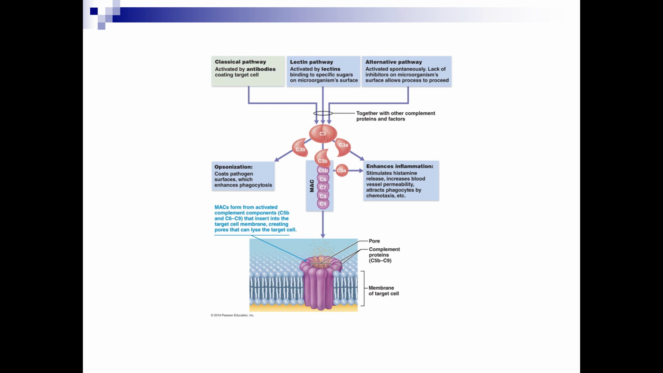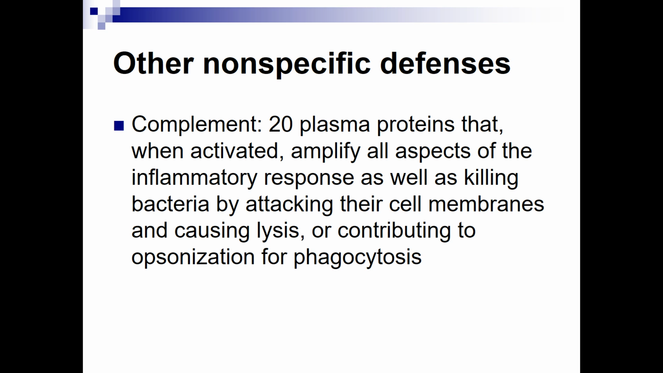Okay. Now, complement. Here is complement. So floating around in your bloodstream right now, you have a bunch of proteins that are not active. Actually, let's go ahead and look at the definition, then we'll go back to that picture. Okay, so there's about 20 plasma proteins involved in complement, and when they are activated, they will amplify all aspects of the inflammatory response, so they'll kick in inflammation, make it work a lot better, as well as killing bacteria by attacking their cell membranes and causing lysis, and contributing to opsonization for phagocytosis.